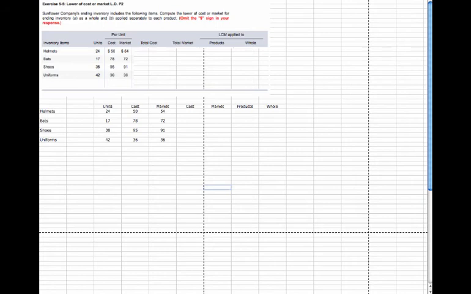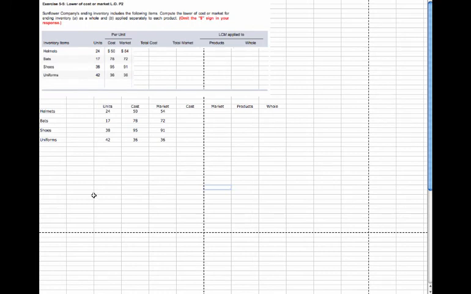However, there are situations where the replacement cost of the product is permanently affected, and when it's permanently affected, the market price is lower and will not come back up. When that happens, where the market price or replacement cost will not come back up, we have to be conservative and we have to reduce the value of our inventory.